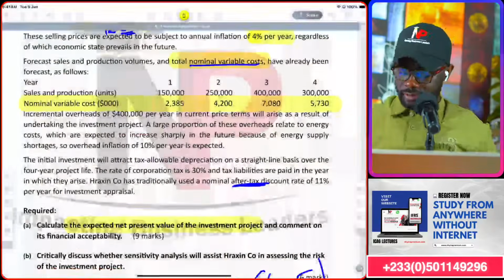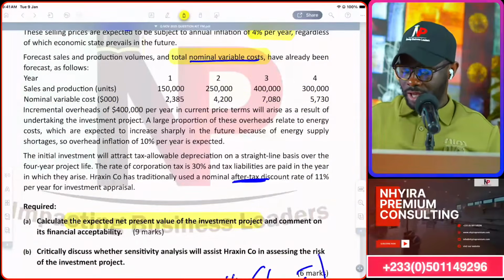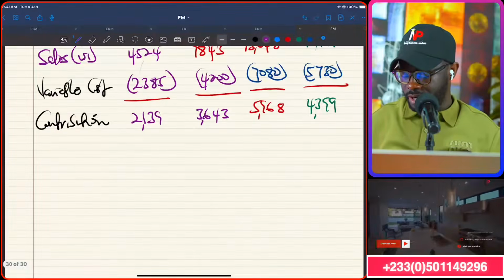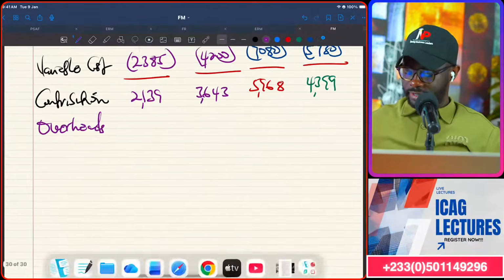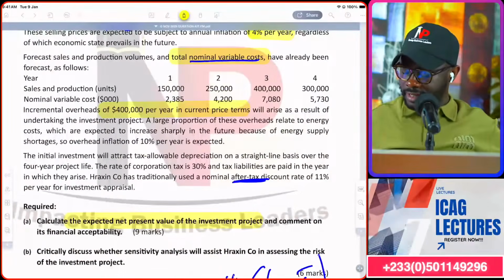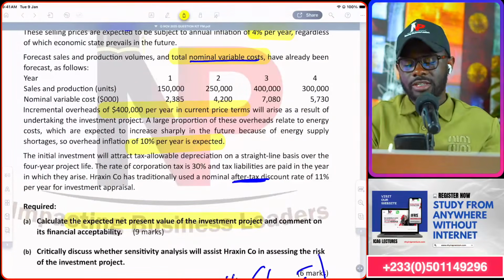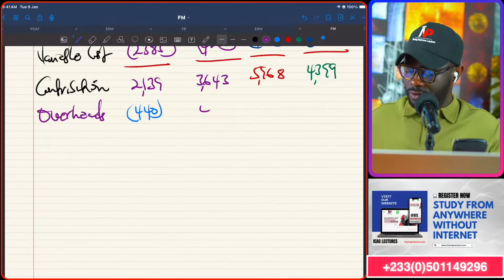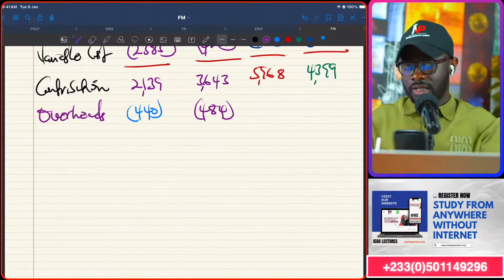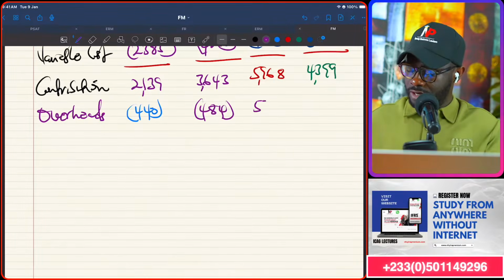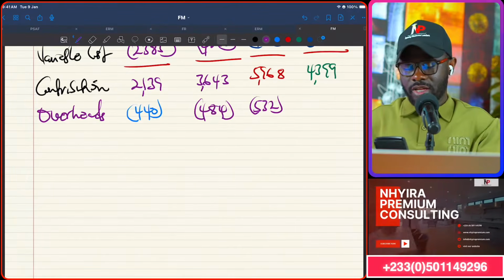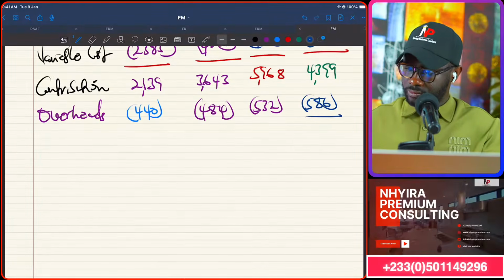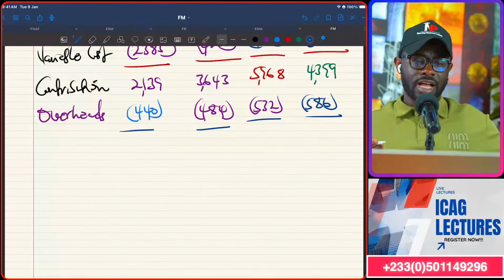Then we can bring in the incremental overheads in the question. If you remember, we are told it's 400 per year, but in current terms, and I said we'll do the inflation on the face, so we don't have to work for that separately. So overheads, it's 400. It's inflating at 10%. So 1.1 times 400, that's 440 for year 1. Times 1.1, that's 484 for year 2. Times 1.1, that's 532 for year 3. Times 1.1, that's 586 for year 4. So we take that out so that it gives us the cash flow before tax.